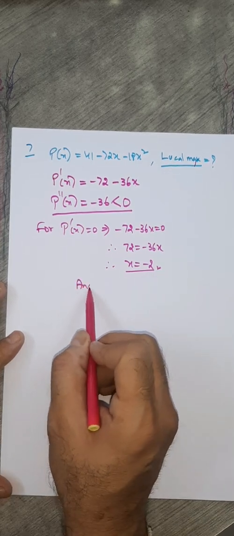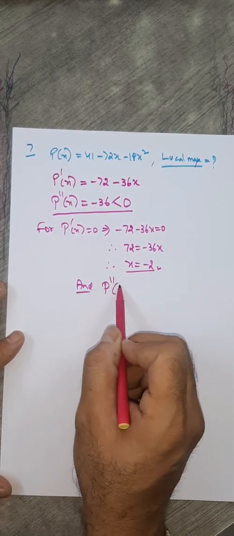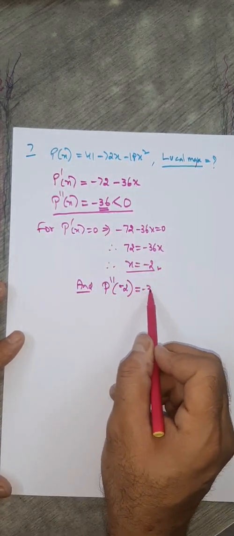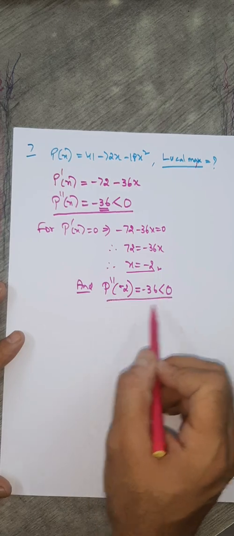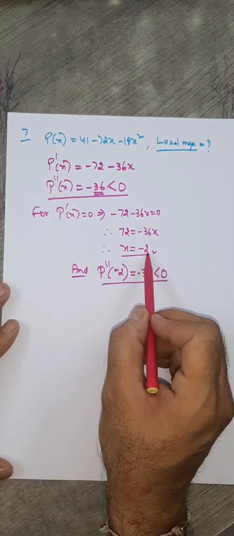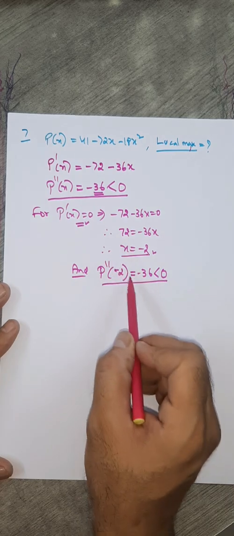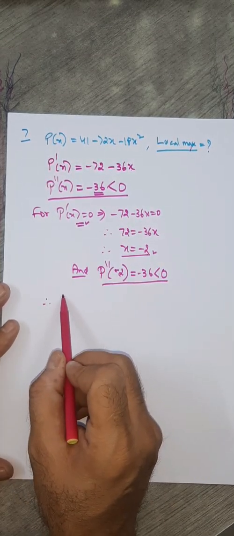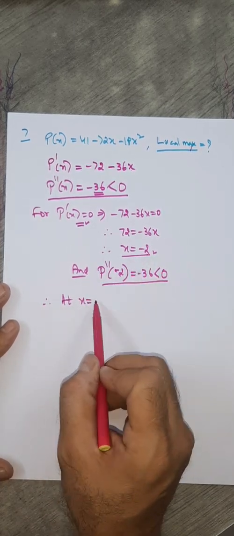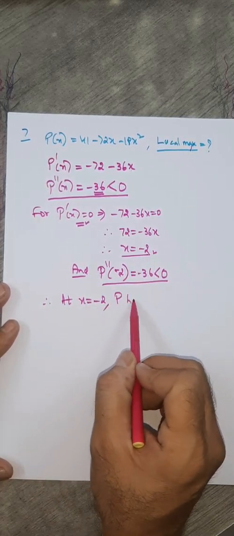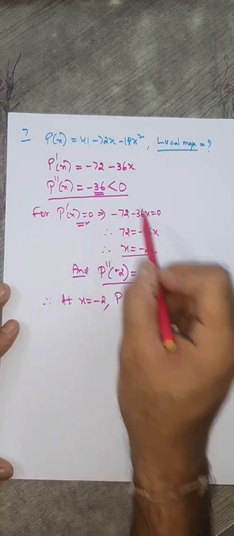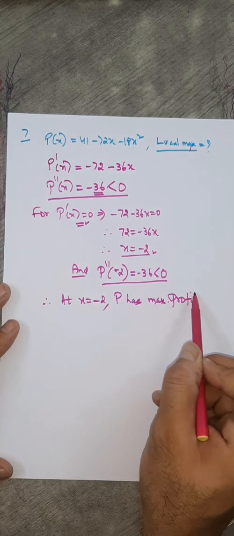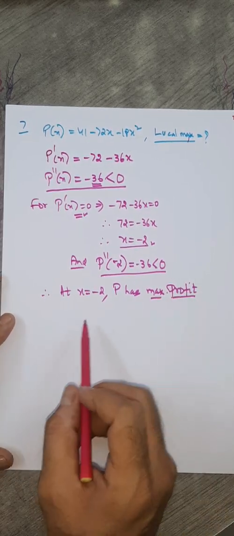Right? And double derivative is always p double dash, even if I put minus 2 or any number, this is always negative, minus 36, this is fixed. What is the meaning of this? At minus 2, first order derivative is 0. At minus 2, second order derivative is negative. Therefore, at x equals to minus 2, p has negative means maximum profit. Okay, function has a maximum profit.